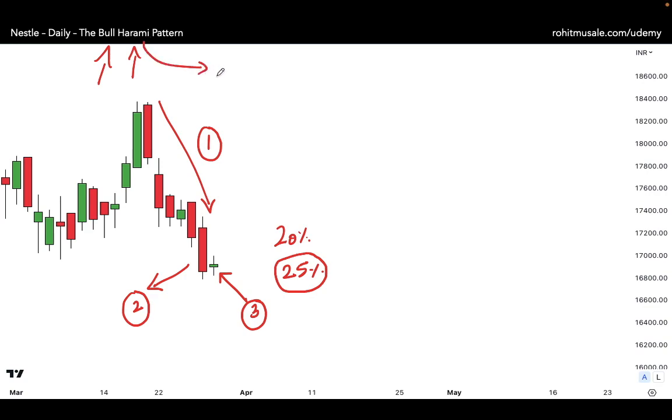By the way, Harami has a silent L in its pronunciation. It's a Japanese word which means pregnant, and you will see why they call it a Harami pattern: because the first candle engulfs the second candle. That's why they refer to this as a Harami pattern. The first candle is completely engulfing the second candle. That's the fourth condition.